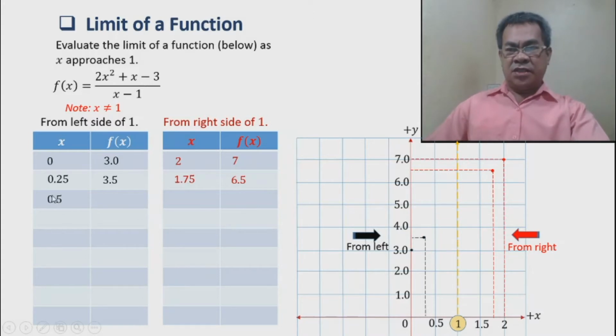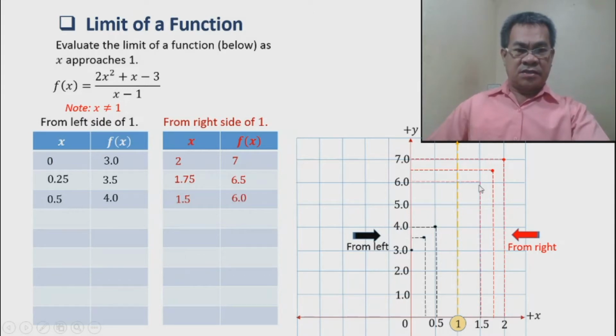So let's continue. Suppose we have 0.5, then the response is 4. So we have this 4. On the right side, suppose we have 1.5, the middle part, we have 6. So therefore, we have this. Continuously, the left hand keeps on increasing linearly, and this is also decreasing linearly. So continue 0.75, 4.5. Okay, then at the right 1.25, we have 5.5.